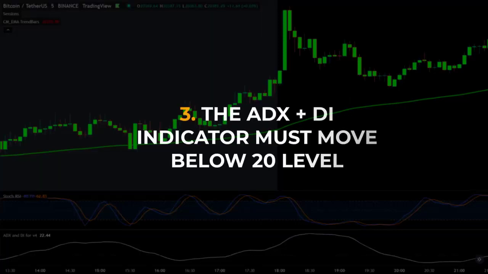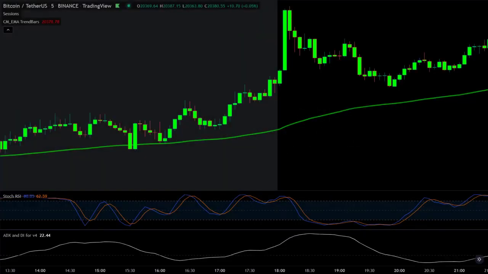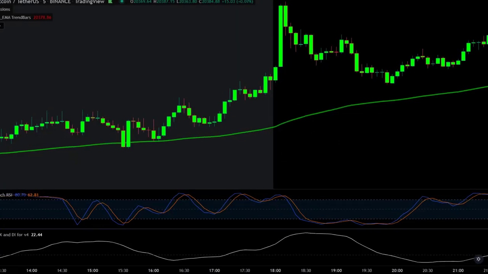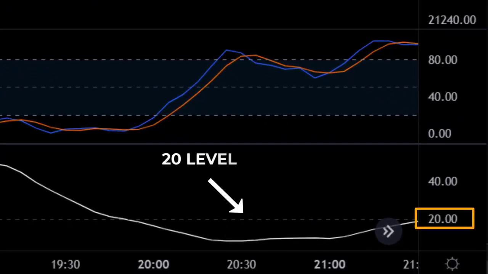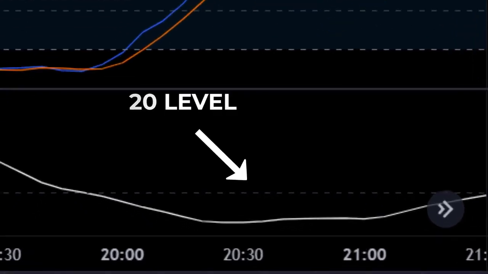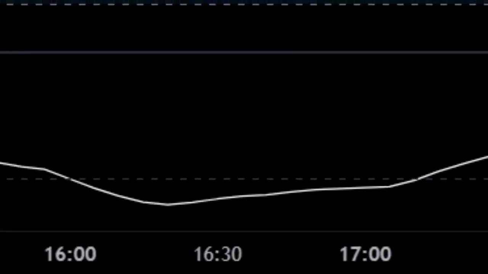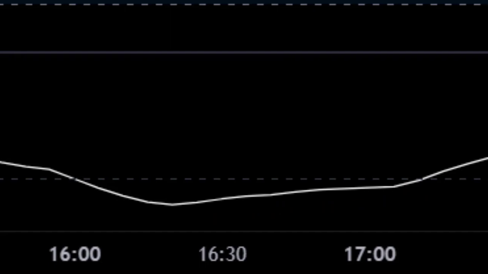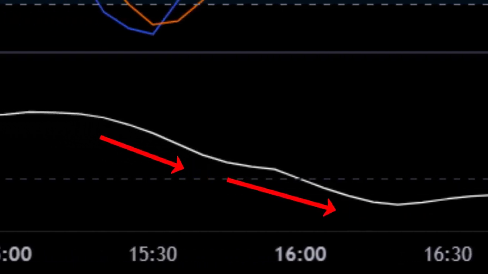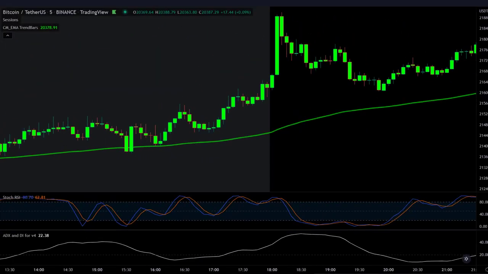The third rule is that we want to see the ADX and DI indicator moving below the 20 level. The 20 level is equal to the bottom line on the indicator, so the white line should move below this horizontal line. In addition, we want to see that the white line is rising. We want to see clearly that the line is moving up. Here you can see that clearly. For example, here we can clearly see that the line is going down, so we don't want to see that.